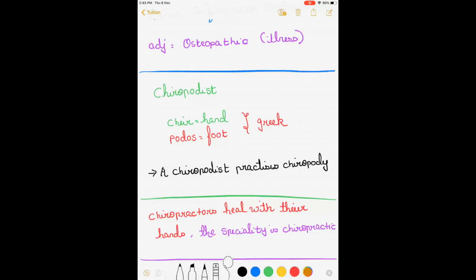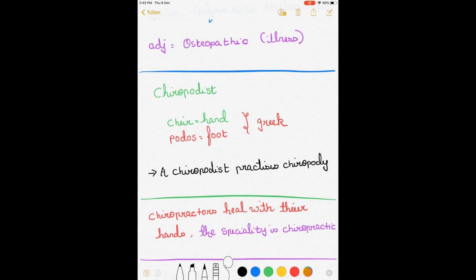Chiropodist. Now, chiro or kir means hand and podos means foot in Greek. So, a chiropodist practices chiropody. Now, what is a chiropodist? It's hand and foot. What does this person do?